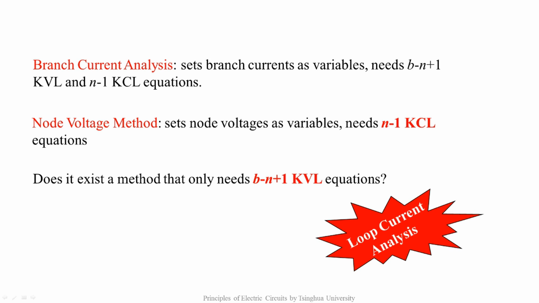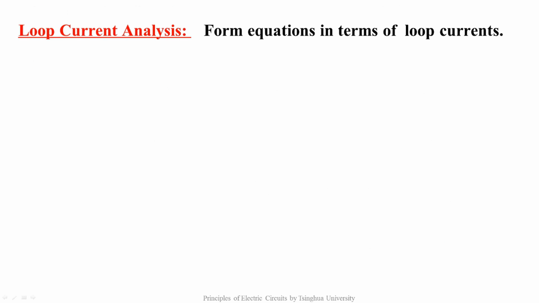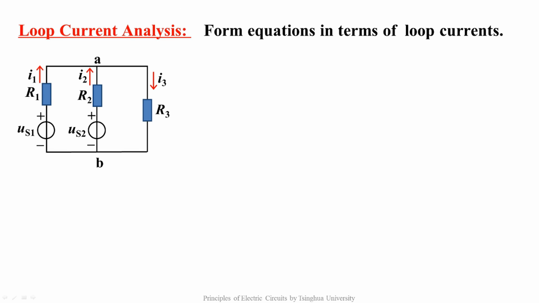We will find that in the loop current analysis, the number of the equations is B minus n plus 1. It is actually equal to the number of the independent loops in the circuit. The so-called loop current analysis is a method of writing equations in terms of the loop currents. For example, in this circuit, there are two independent loops. We can choose the two meshes as a set of the independent loops.